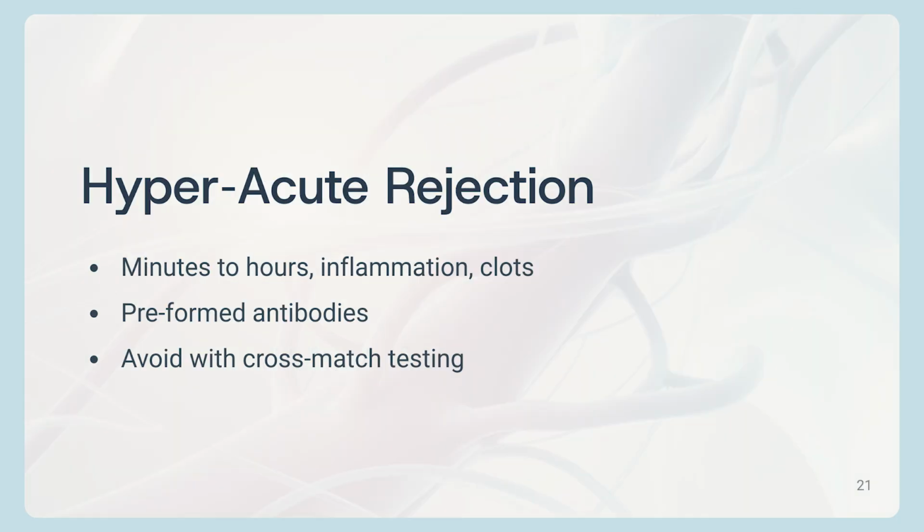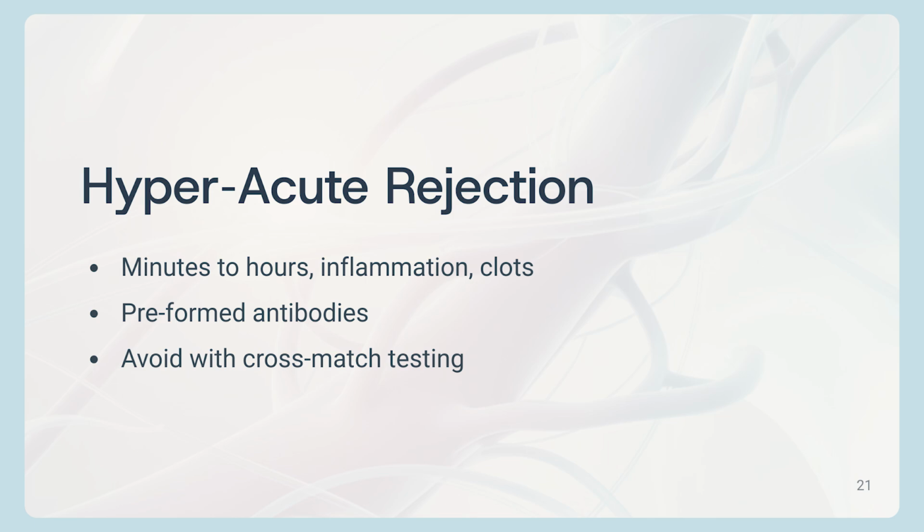Now, let's talk about graft rejection. The first type is called hyperacute rejection. Hyperacute rejection happens very rapidly, within minutes to just hours after the transplant. So why so fast? Because your body already has preformed antibodies against the donor's tissue.